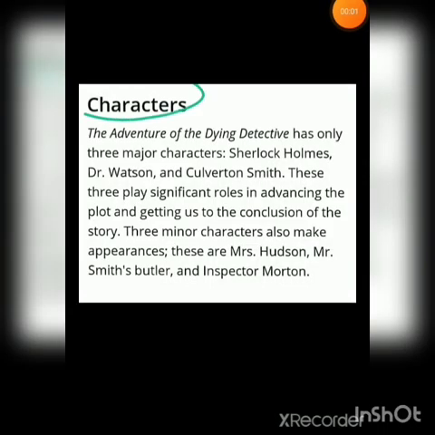So now we are going to discuss the characters. There are six main characters, but the most essential and major characters are three. There are three major characters and three minor characters, but the three major characters are Sherlock Holmes, Dr. Watson, and Culverton Smith.